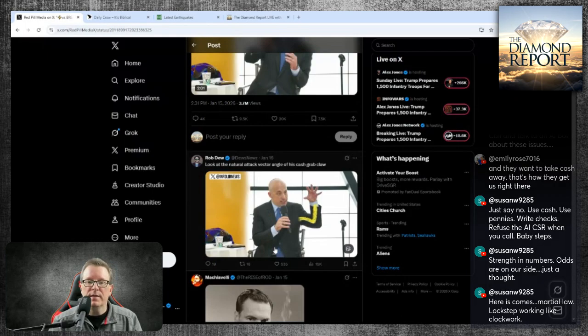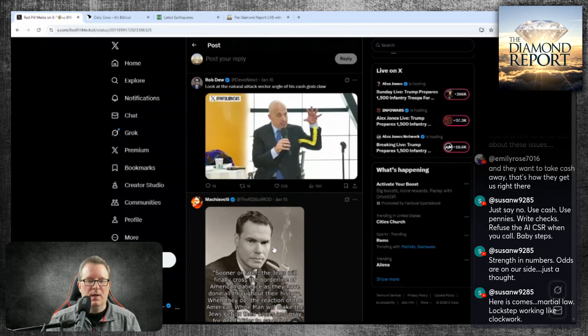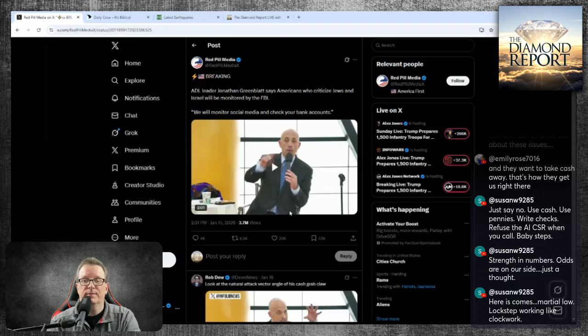Rob Dew says, look at the natural attack vector angle of his cash grab claw. Yeah. So that's what they have planned for us, just so you know. Just a little detail. Thought I would mention it. Jonathan Greenblatt is one evil dude.